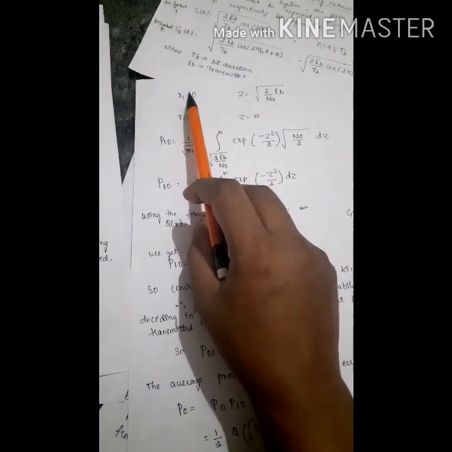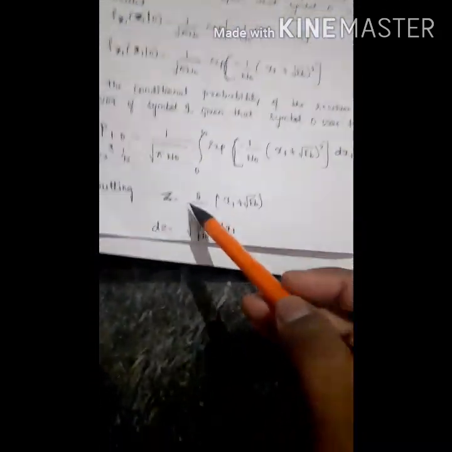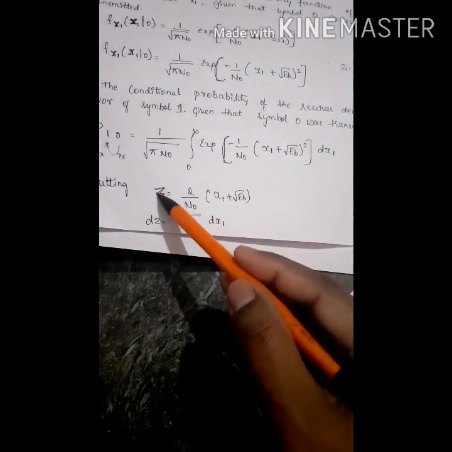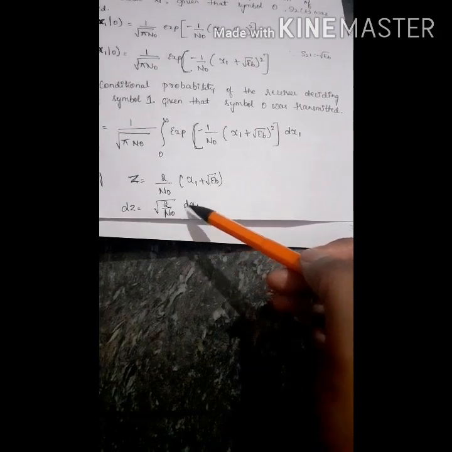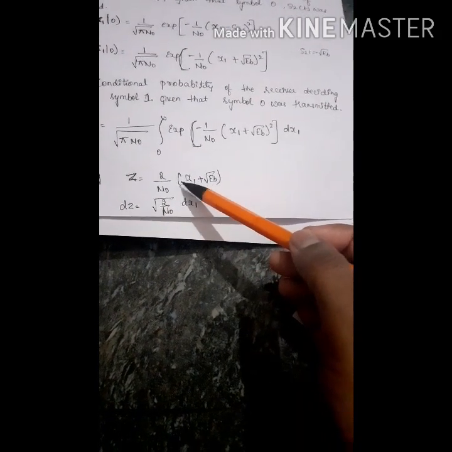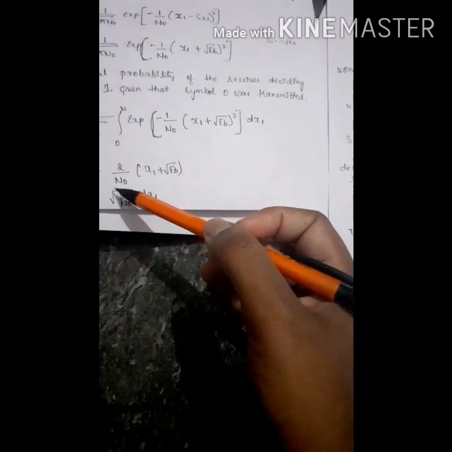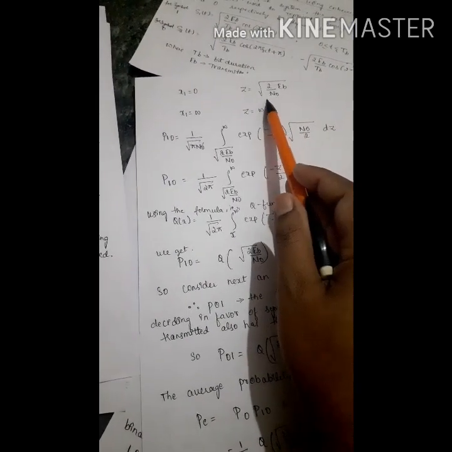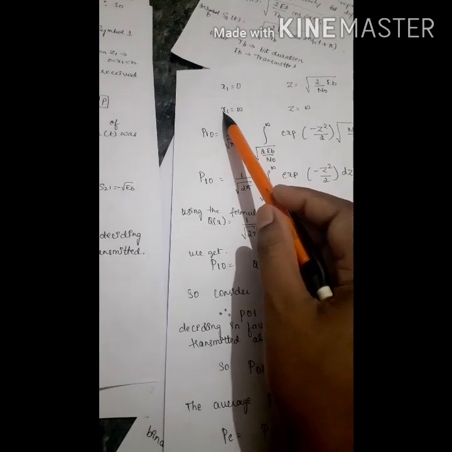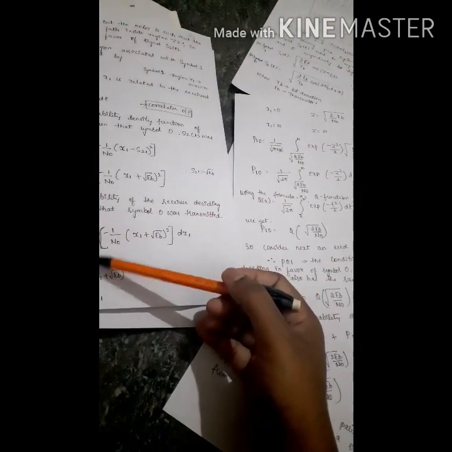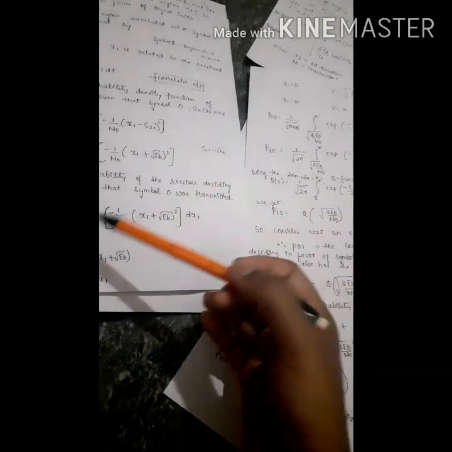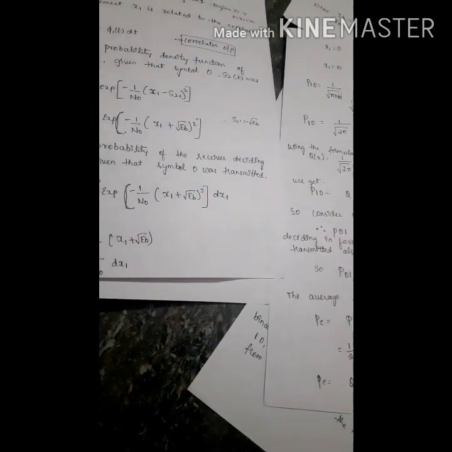Next, consider when x1 is equal to 0. Then the value of z is equal to the square root of 2 by n naught into Eb. With respect to x we are differentiating, so when x is equal to 0, z is equal to the square root of 2 by n naught into Eb. When x1 is equal to infinity, z also turns to infinity, because if we multiply the signal with infinity, we only get infinity.